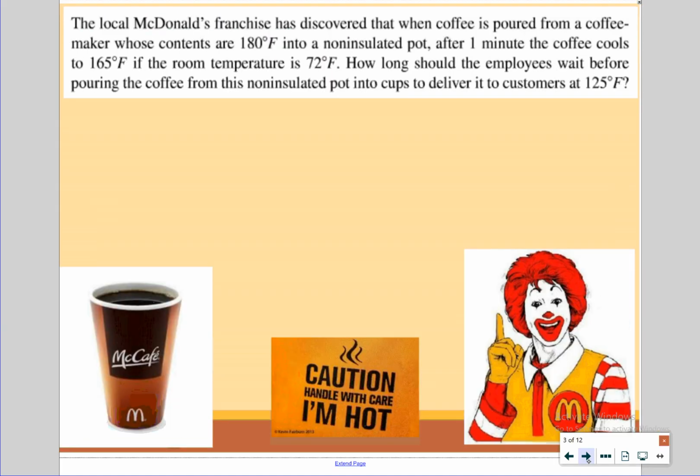Here's my example. The local McDonald's franchise has discovered that when coffee is poured from a coffee maker whose contents are 180 degrees Fahrenheit into a non-insulated pot, after 1 minute, the coffee will cool to 165 degrees Fahrenheit if the room temperature is 72 degrees. How long should employees wait before pouring the coffee from this pot into customers' cups to deliver it at 125 degrees? So this is like, how long should we wait to give somebody coffee that's not going to burn them so they don't sue McDonald's, right? So it's a real life situation.